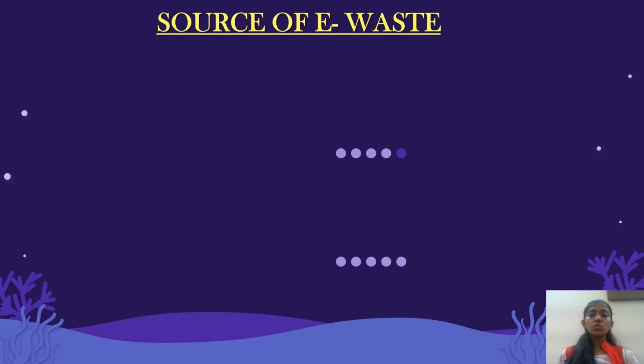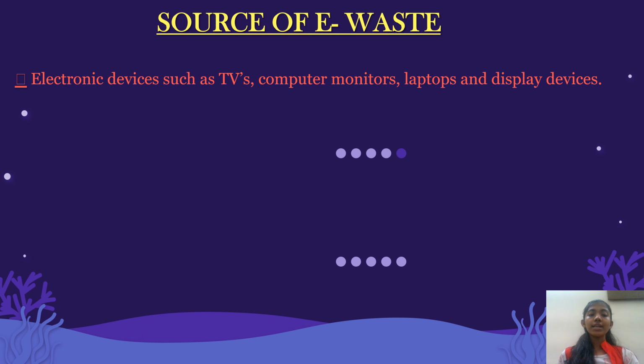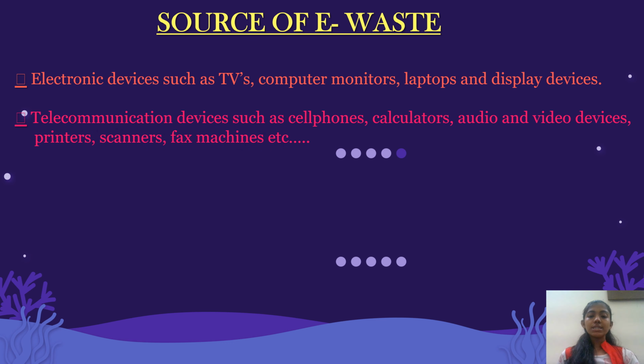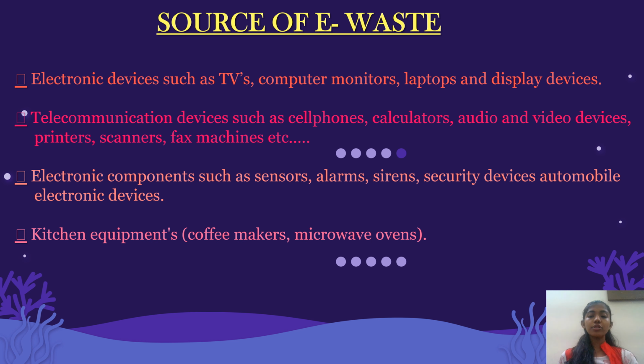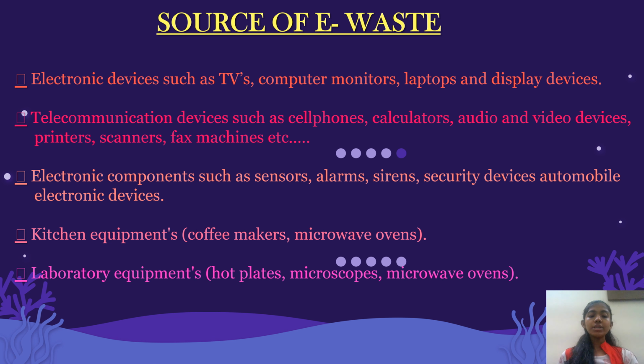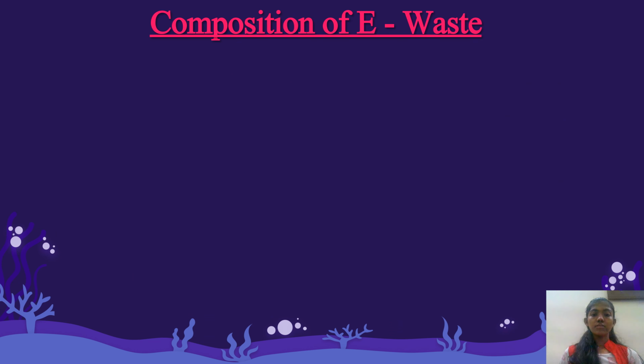Sources of e-waste. The main sources of e-waste are electronic devices such as TVs, computer monitors, laptops, and display devices. Telecommunication devices such as cell phones, calculators, audio and video devices, printers, scanners, fax machines, etc. Electronic components such as sensors, alarms, sirens, security devices, and automobile electronic devices. Kitchen equipment like coffee makers and microwave ovens, and laboratory equipment such as hot plates, microscopes, and microwave ovens.